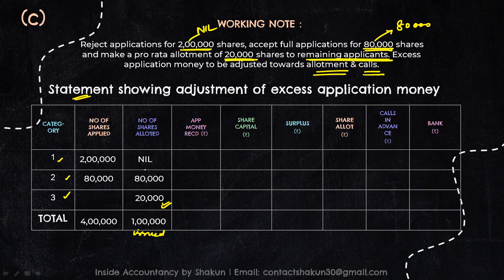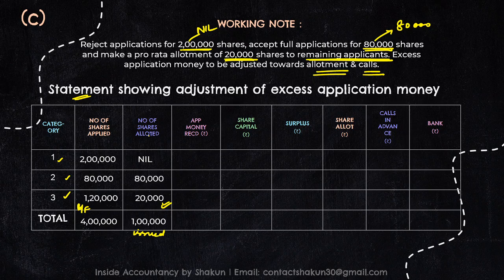Then after you do this, you should always check the totals. Now this is amounting to 1 lakh, but this will be the balancing figure. So that is 1,20,000. So those who asked for 1,20,000, proportionate allotment was made and they were given only 20,000 shares. Now what is the next step? First you put all the categories here into number of shares applied and allotted.